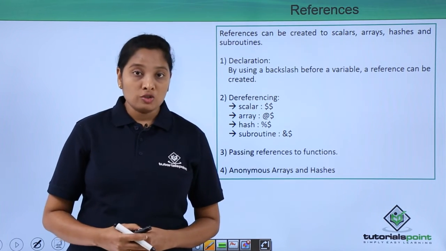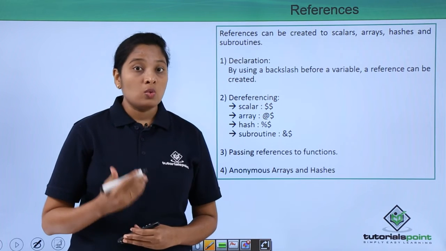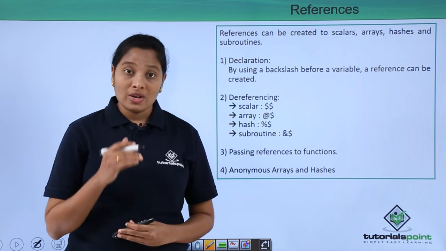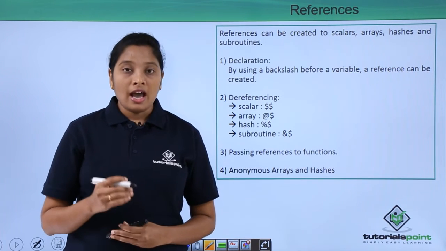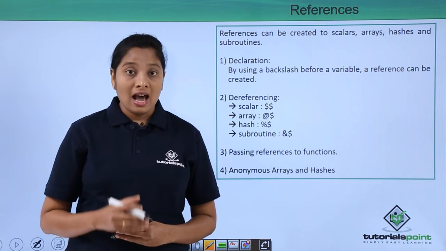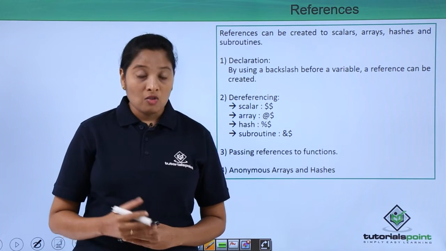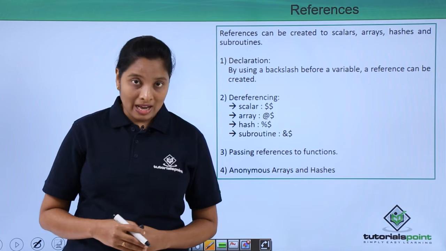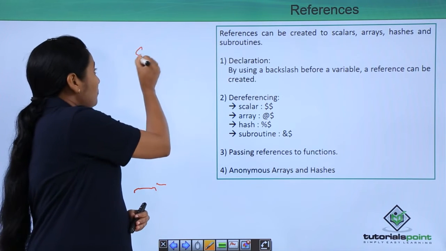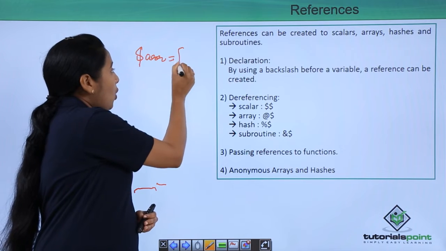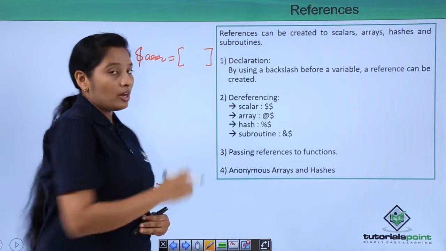References are very useful when you pass more than one array or a hash or a combination of both to a subroutine. Anonymous arrays and hashes are the ones which are created with a reference itself. For example, if you want to create an anonymous array, just use a scalar and enclose all the values in square brackets.